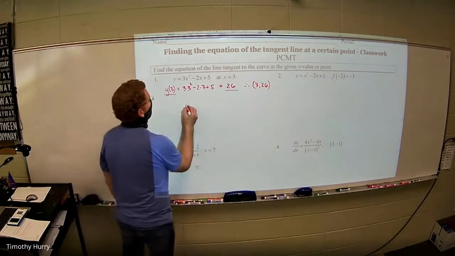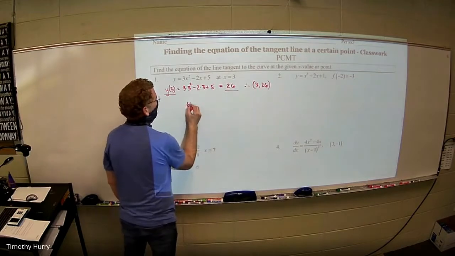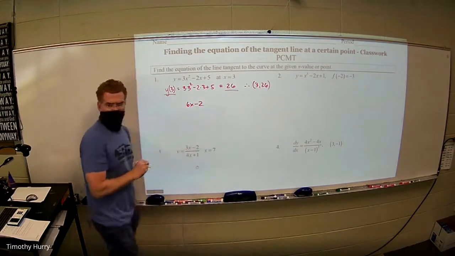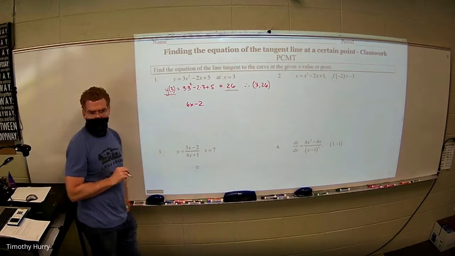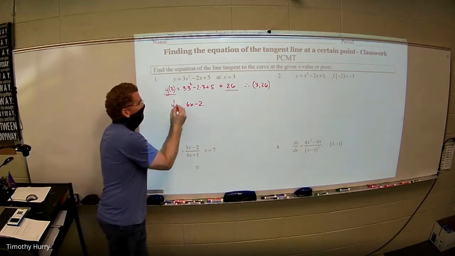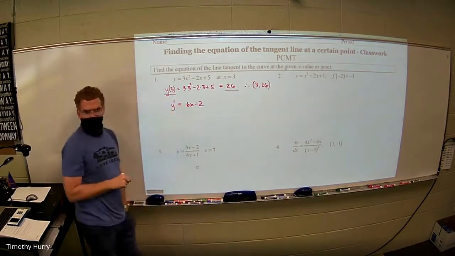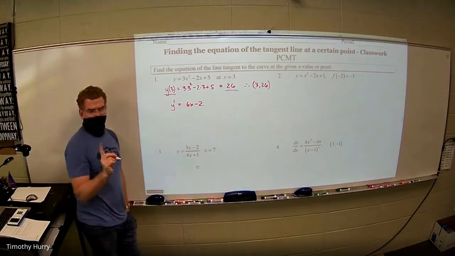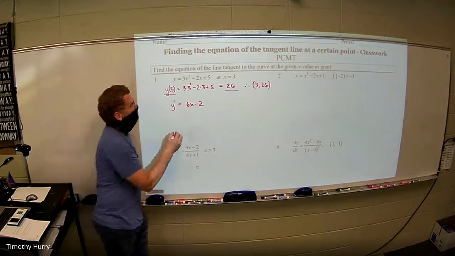Find the derivative. And the derivative is 6x minus 2. What did I do wrong here? You have to say y of 1. I got to go y prime or dy dx. Okay? Now what do I want to do? Plug in the point. Plug in the point.